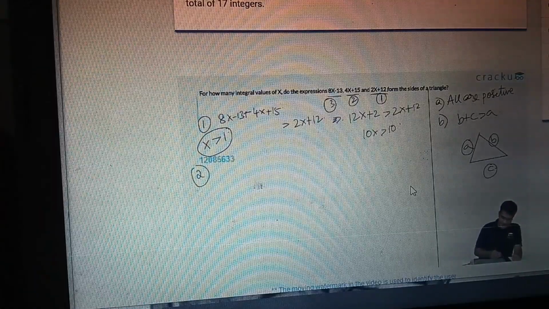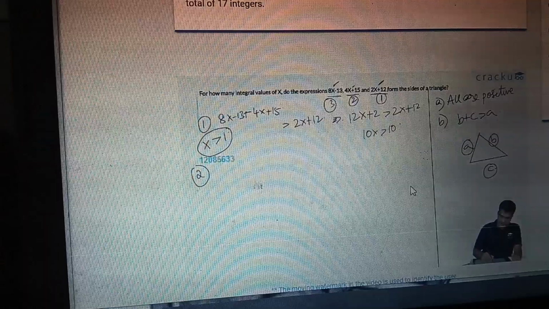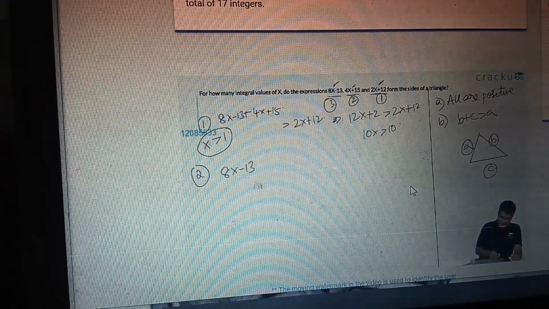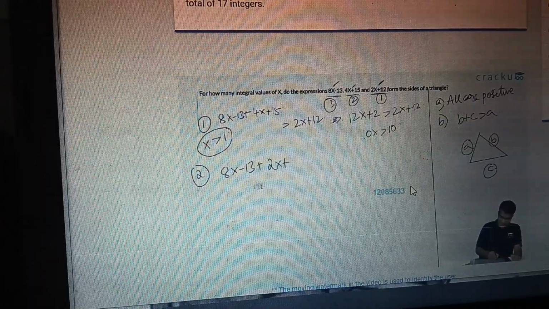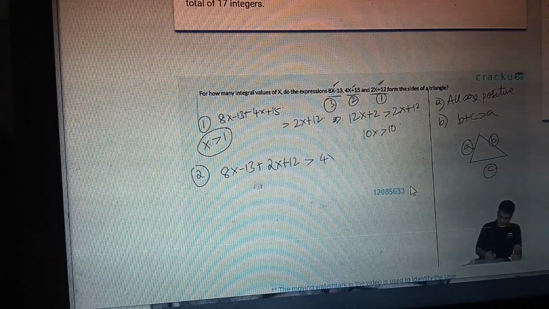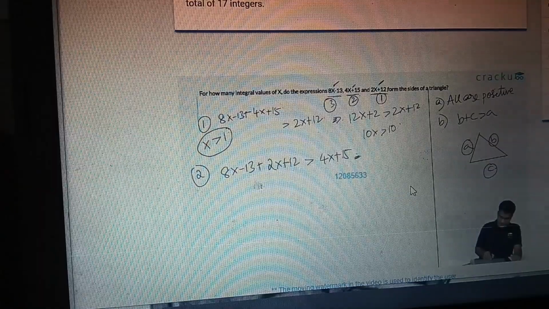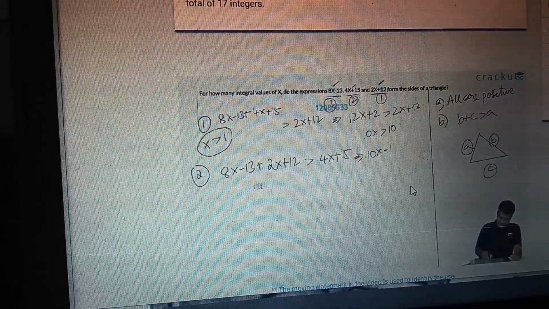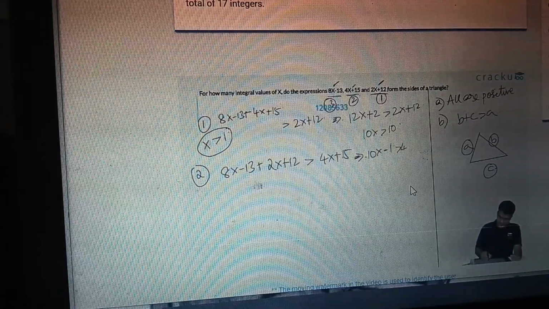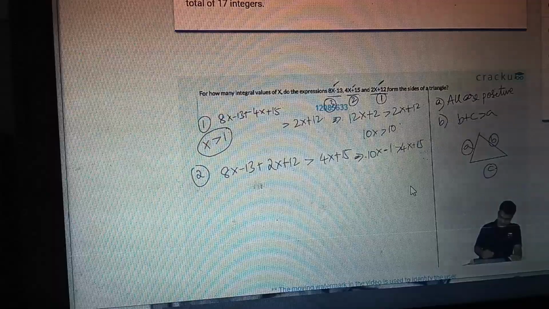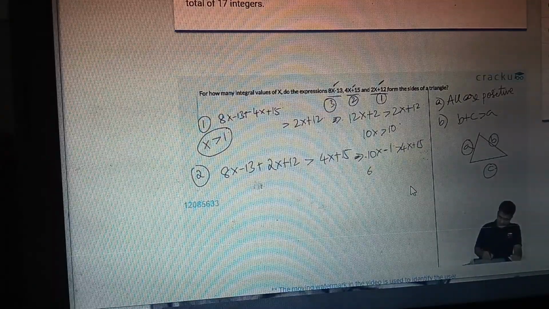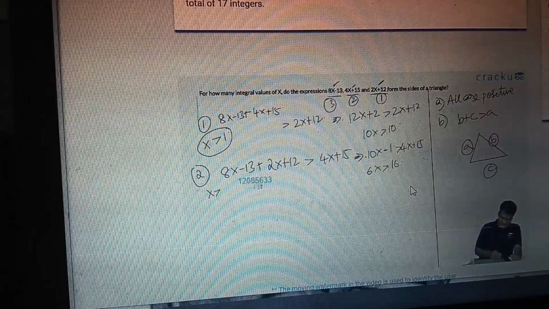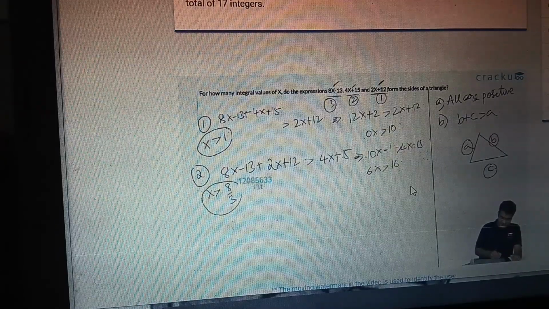The second one says that if you add up the first and the third sides, it should be greater than the second side. This would imply that 8x minus 13 plus 2x plus 12 has to be greater than 4x plus 15. If you simplify the left hand side, this is 10x minus 1, which has to be greater than 4x plus 15. This would imply that 6x is greater than 16, or x has to be strictly greater than 8 by 3, which is 16 by 6.